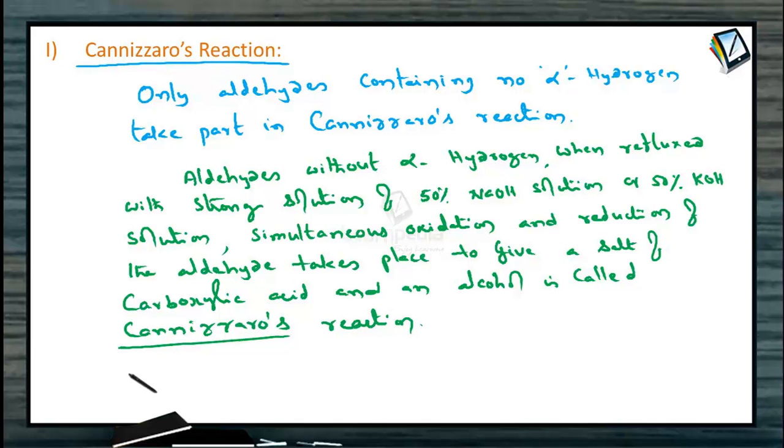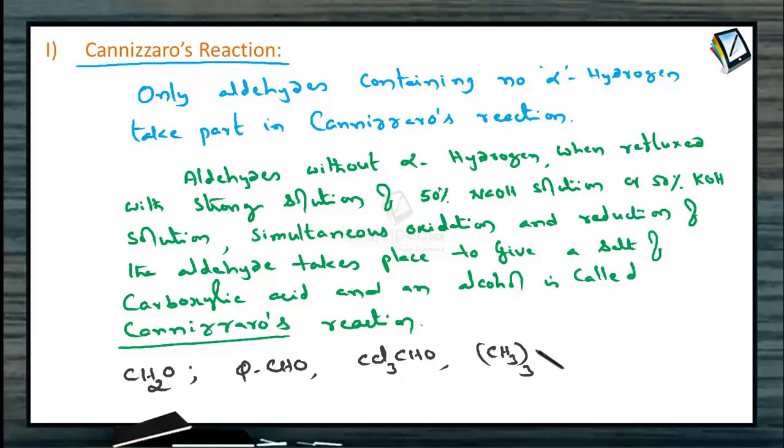So the examples of aldehydes which undergo Cannizzaro's reaction are: 1. Formaldehyde, that is CH2O, benzaldehyde C6H5CHO, trichloroacetaldehyde CCl3CHO, or trimethylacetaldehyde (CH3)3C-CHO. So these are a few examples of aldehydes having no alpha hydrogen which can undergo Cannizzaro's reaction in the presence of strong alkali. Let us take an example.